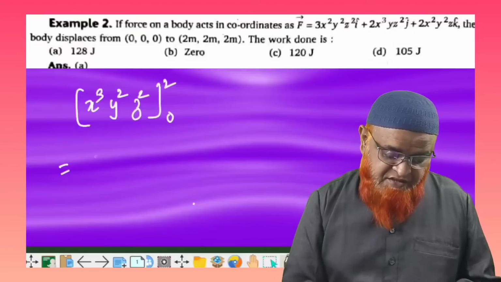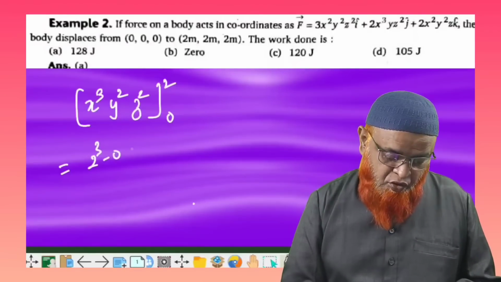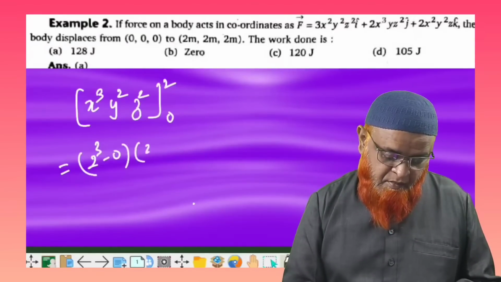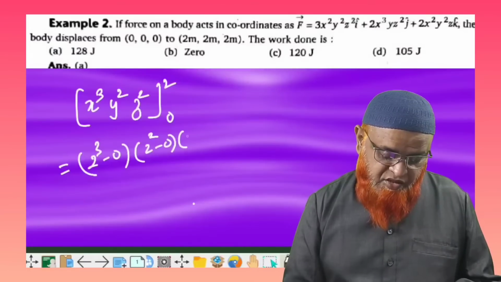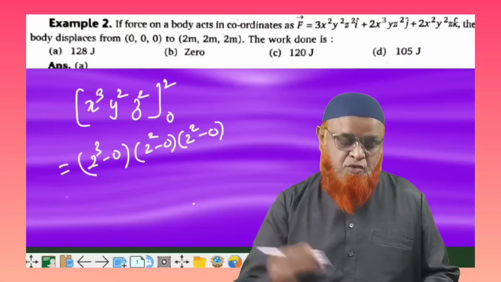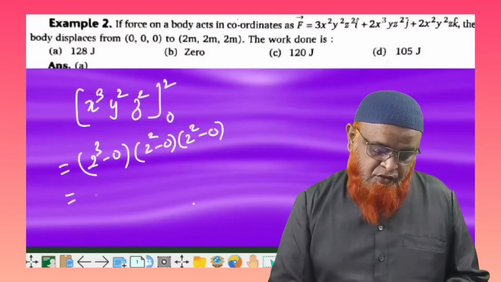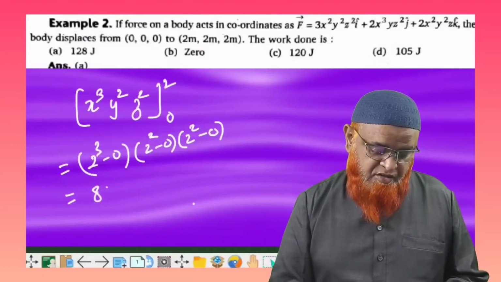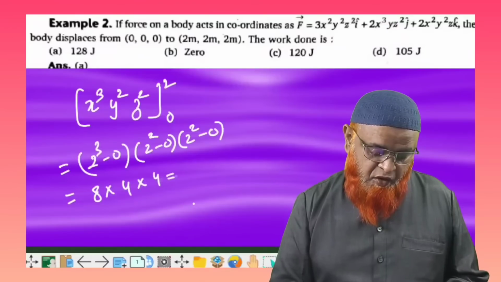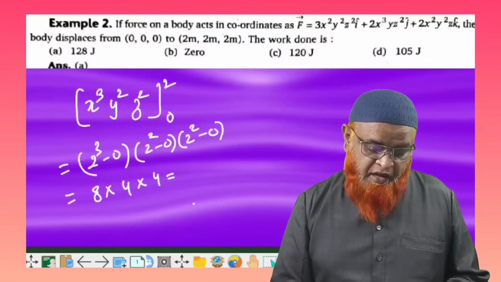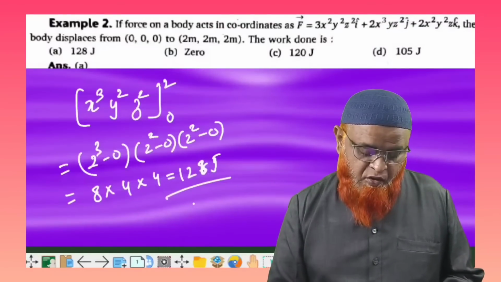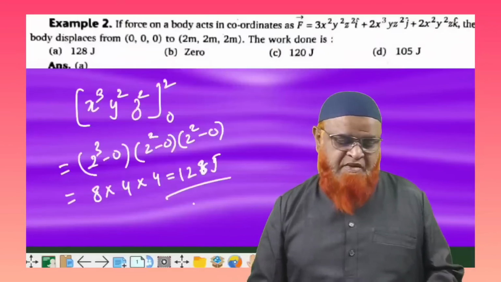So it's very simple: here 2 cube minus 0 into 2 square minus 0 into 2 square minus 0 again. So you have applied the limits from 0 to 2. Just write 2 power 3, which is nothing but 8. This is 4 and this is 4. Okay. So we're getting 128 joules as your answer. It is a simple shortcut method for solving this.